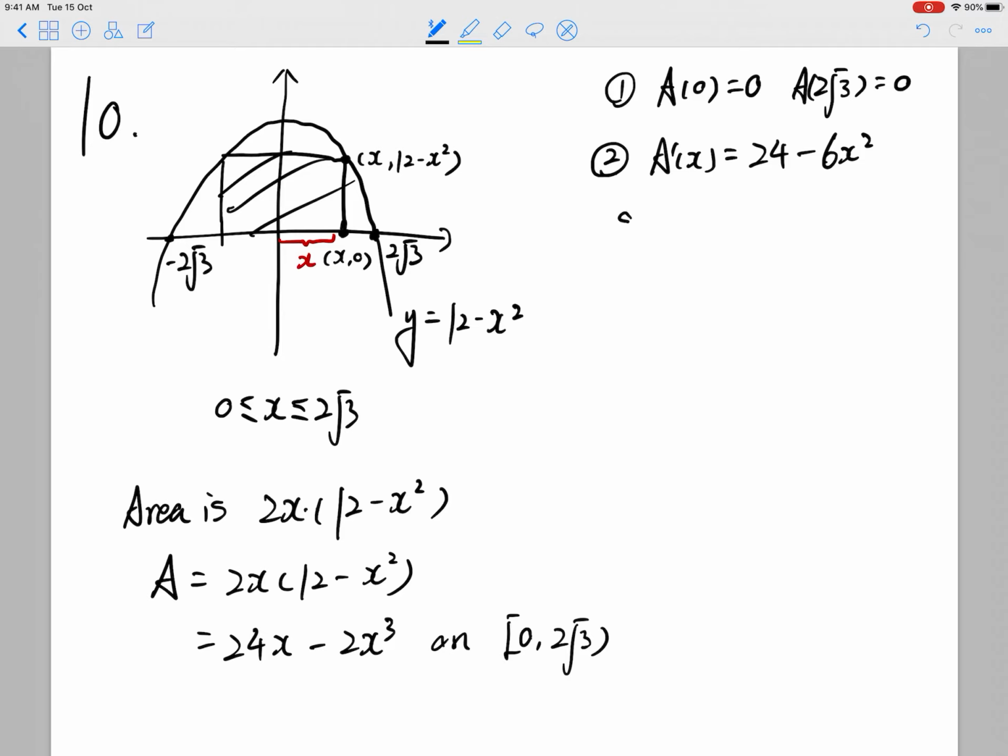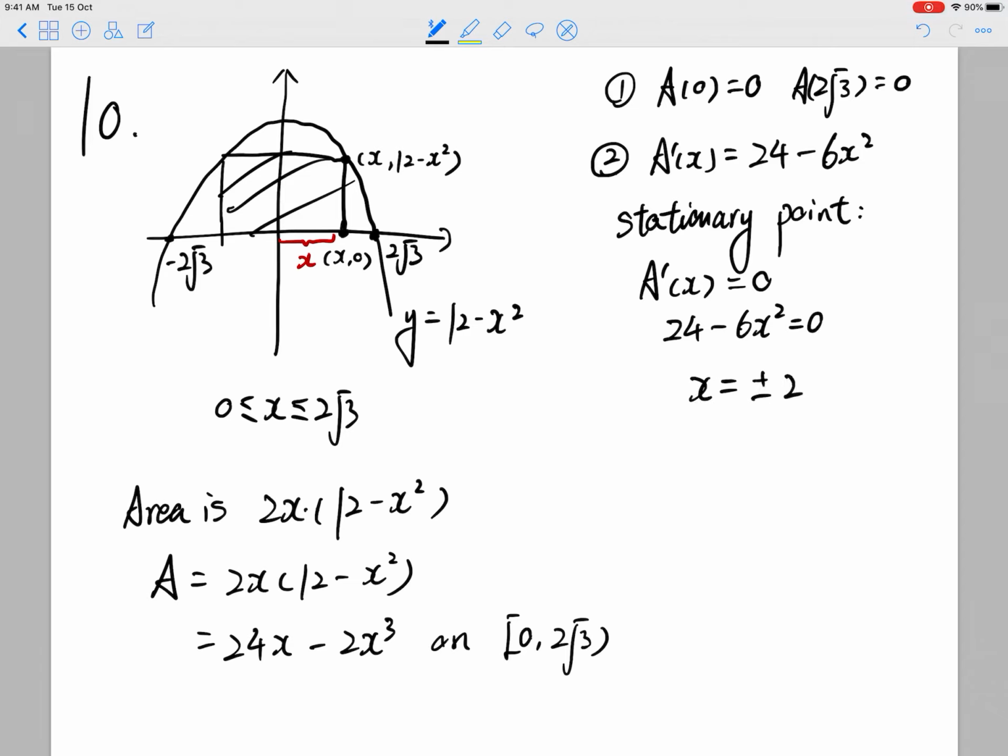So the stationary point is when this equals 0, which means 24 minus 6x squared equals 0, which means x is positive or negative 2, right? But because x is between 0 and 2 square root of 3, x is only positive 2. Then there's no singular point because the derivative is always continuous, right? There's no singular point.